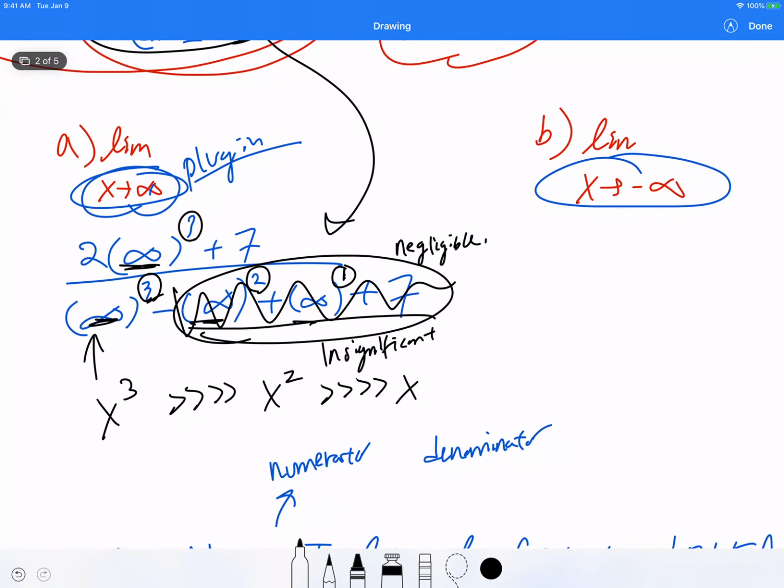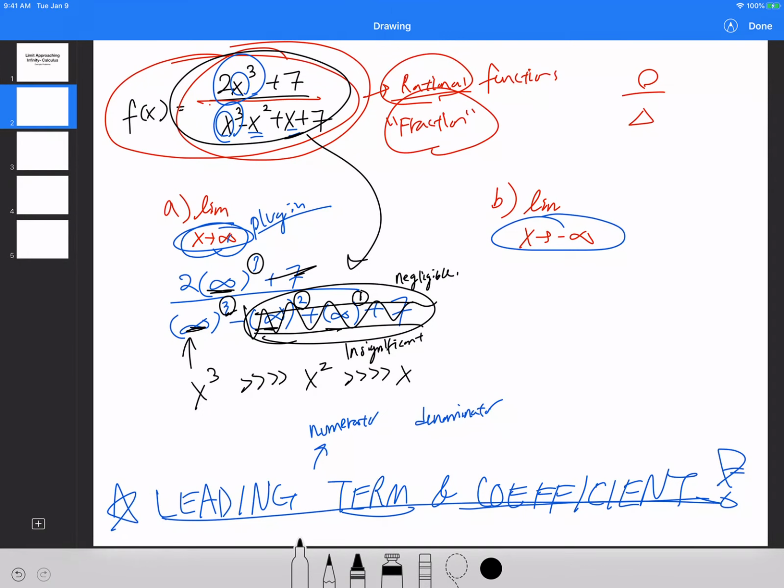So all of this, you're just going to say, you know what? I'm not even going to care about that. That's complete garbage. It's trash. So here, you're only taking a look at x cubed for the first one, because this plus 7 is trash. And this x cubed is the only one that you look at, because that's your leading term and coefficient. So all of this is trash, and you're going to be taking a look at just those two.